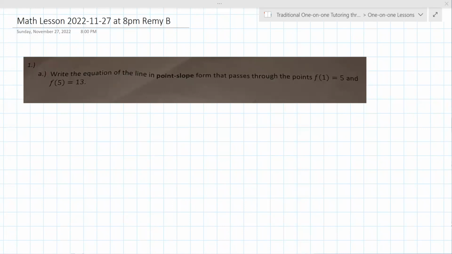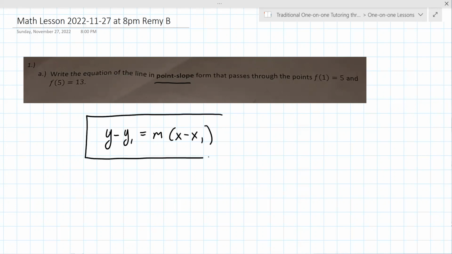All right, so it says write the equation of the line in point slope form that passes through the points f of 1 equals 5 and f of 5 equals 13. So first thing here is, do you remember what point slope form is? A little bit. This is the one that's going to be more confusing to me. The other ones I'm pretty solid on. Okay, but you have to know this by Friday, so I would just make sure you got that down. Now, m is the slope, and x1 comma y1 is the point.